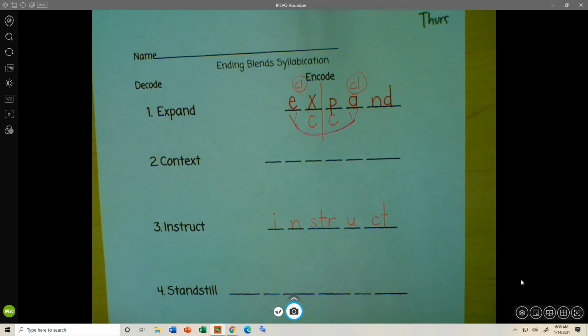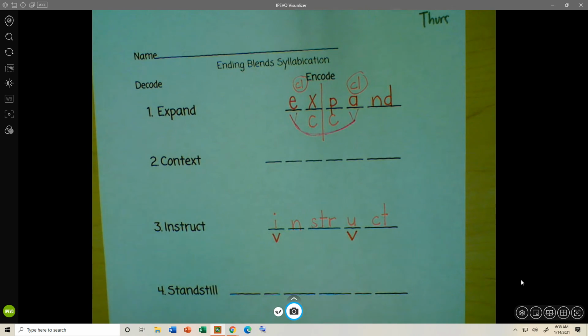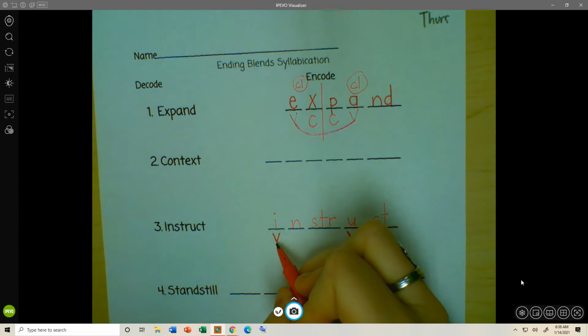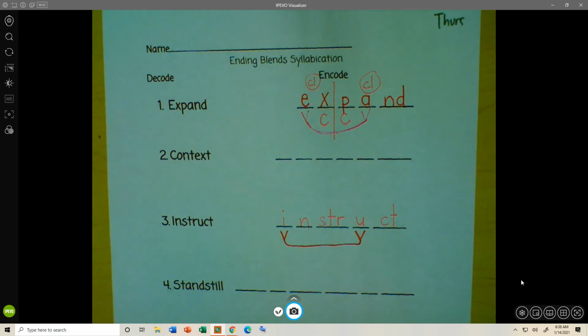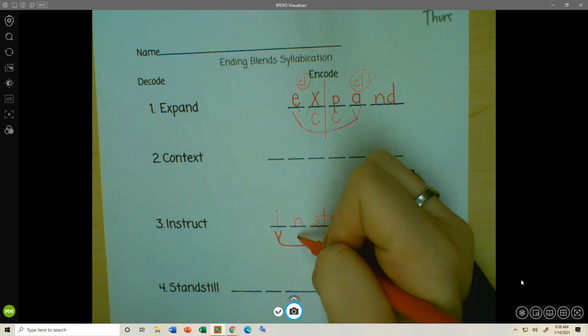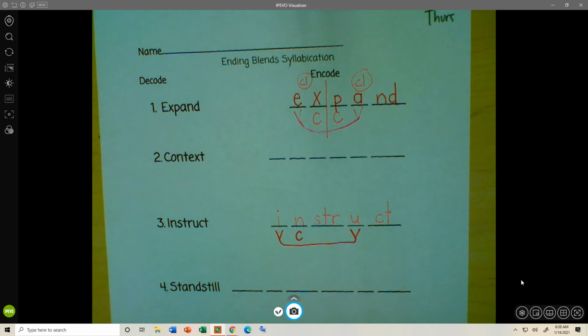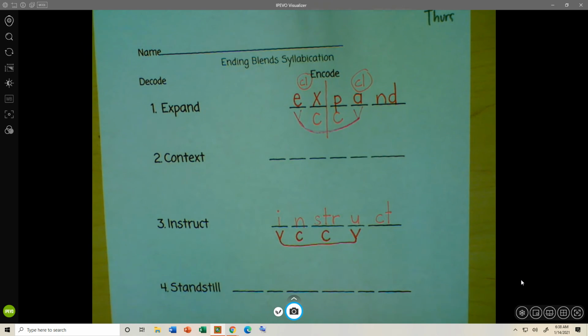Same steps, we're going to find our vowels. I see an I, I see a U. We're going to make our boat. Now, in the middle, we need to remember that the blends come together. So we have our letter N, which gets a consonant. Our blend, S-T-R, str, also comes together. So we have one consonant for those three letters.